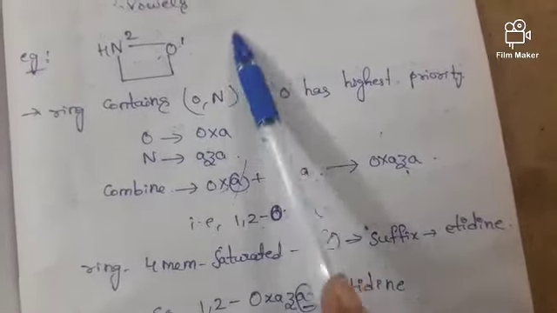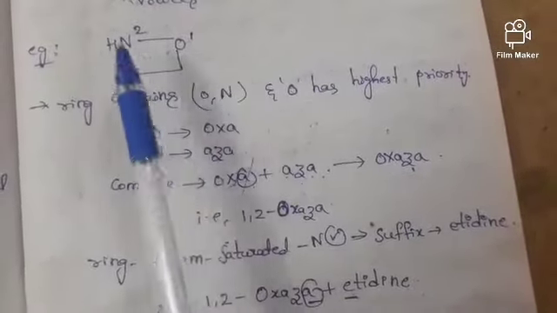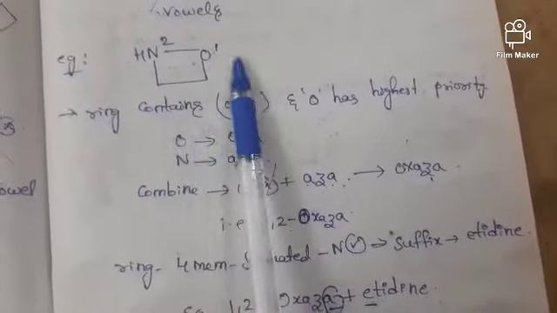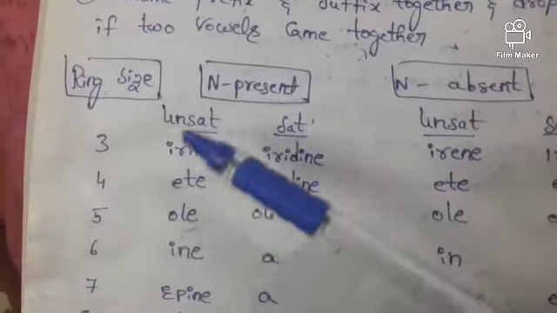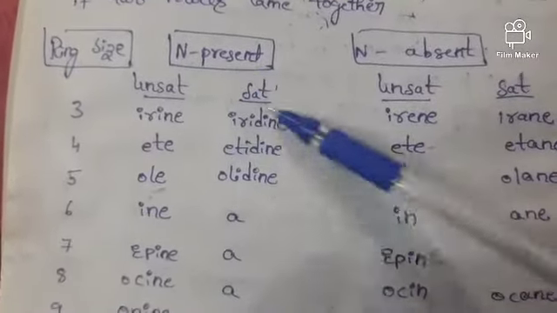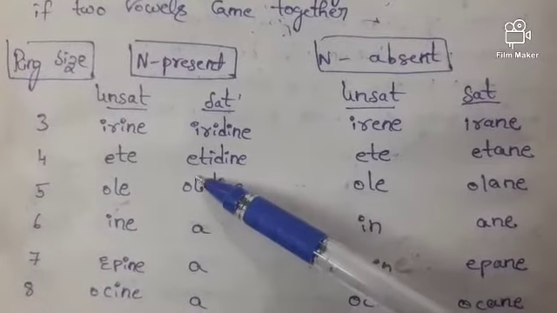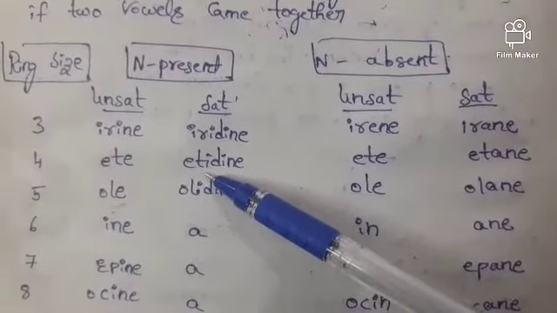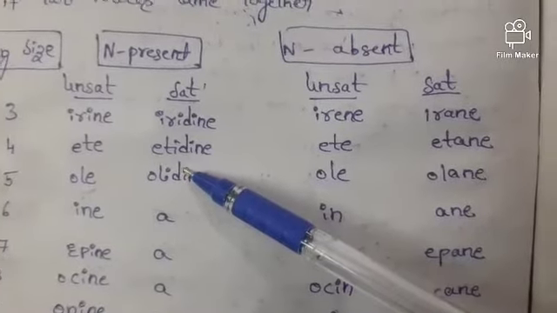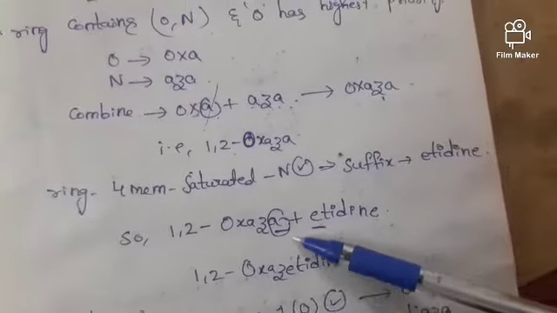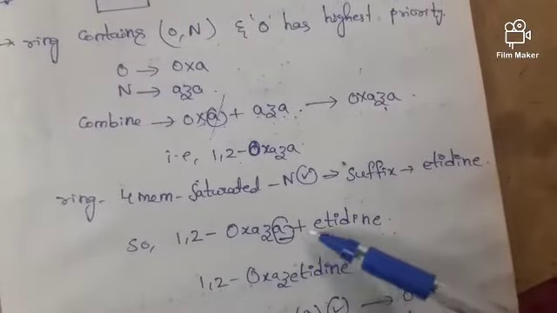This is the ring, and it is 1 2 3 4, so this is a 4-membered ring and it is saturated, and in this nitrogen is present. So let us look at this. It is 4-membered and saturated. Saturated means we have to use what? Etidine. The same thing I have written here: 1,2-oxaza plus etidine.